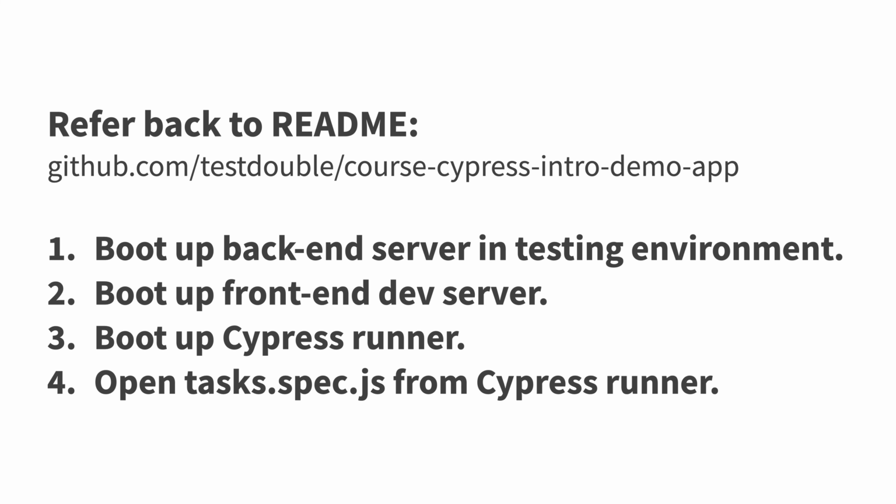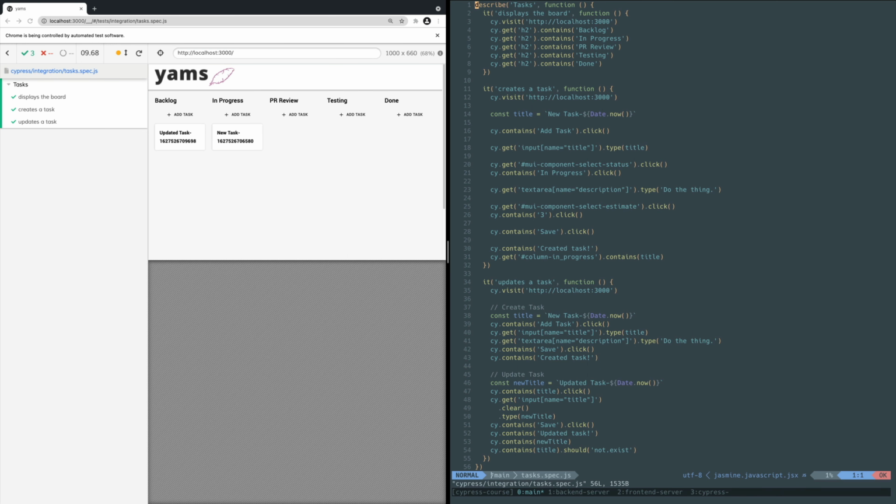Boot up the back-end server Cypress environment, front-end dev server, and Cypress itself. Also, ensure you're running the tasks.spec.js file in Cypress. Inside the spec file, you have 3 spots where you duplicate the same code to generate a unique task title by appending a timestamp. Let's extract that logic into a reusable function so you don't have to repeat it everywhere.